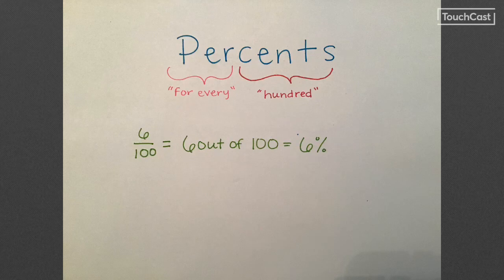Today we're going to be learning about percents. In the word percent, we have two different parts. We have per, which means for every, and cents, which means 100.